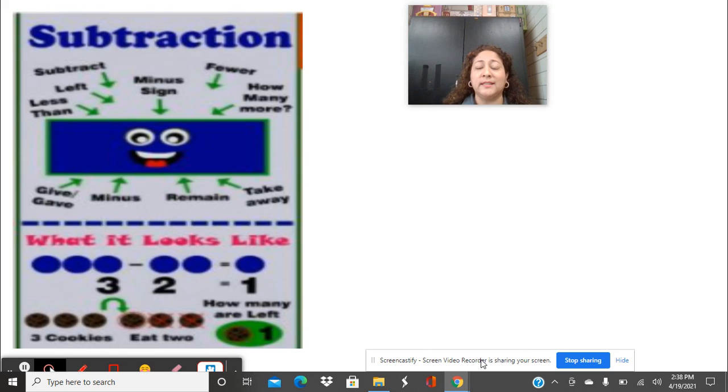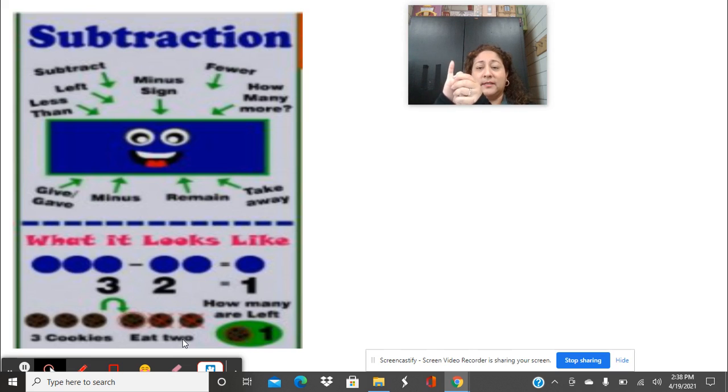Remember, when we're subtracting, we're taking away. We're not counting all together, we're taking away. We have something and then we're taking out a few of them. An example of a word problem is the one that we have down here with the cookies. So this is a good example. You have 3 cookies and then you eat 2. How many cookies do you have left?